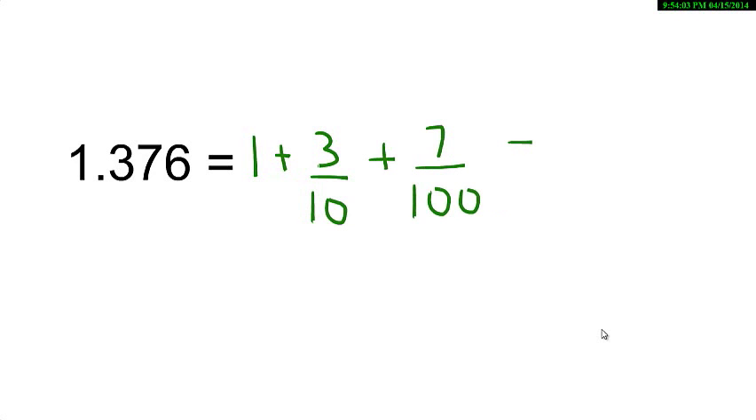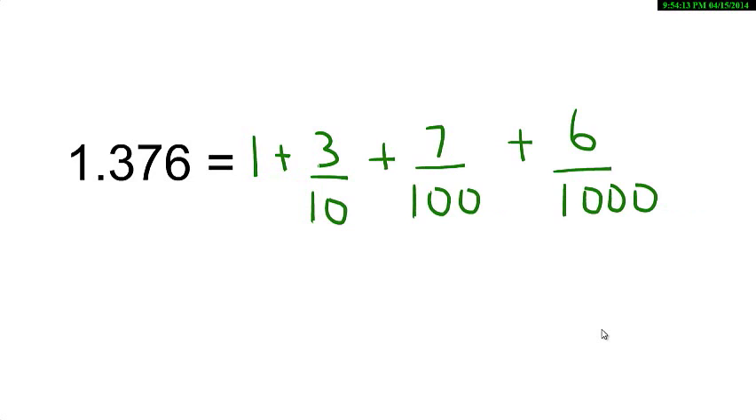For example, 1.376 means 1 plus 3 by 10 plus 7 by 100 plus 6 by 1000. Can I represent this number pictorially?